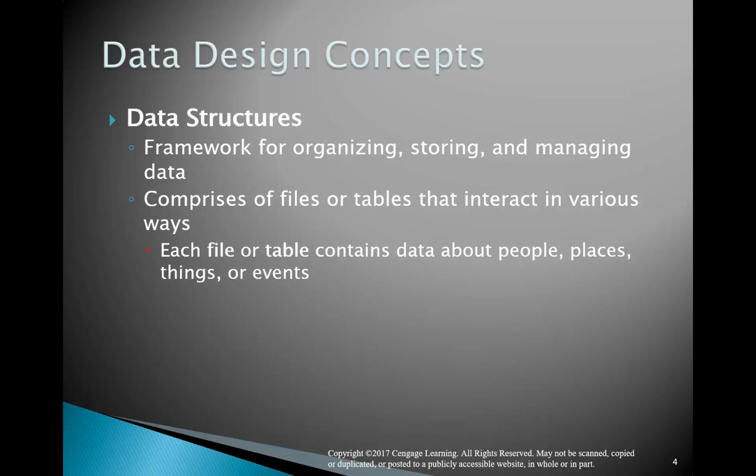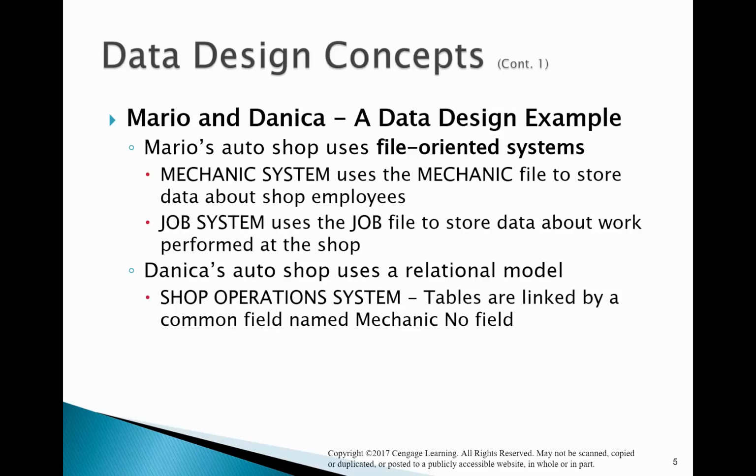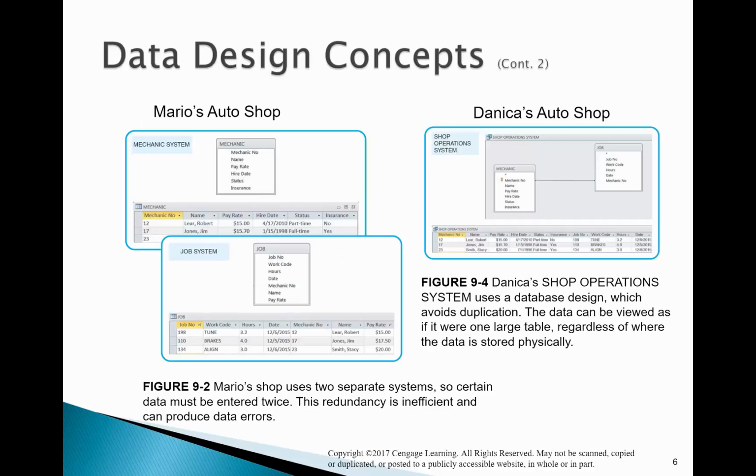So data structures, what are they? Files, tables, somehow that we can learn about entities: people, places, things, or events. Mario and Danica are using a file-oriented system for their shop to set up a mechanic shop. Let's look at that. See the mechanic system on the left, Danica's auto shop on the right, and then the job system.